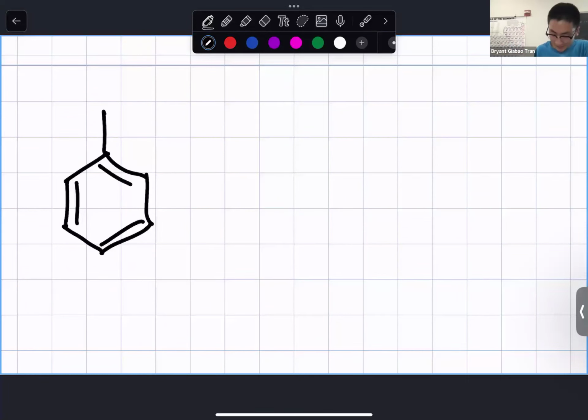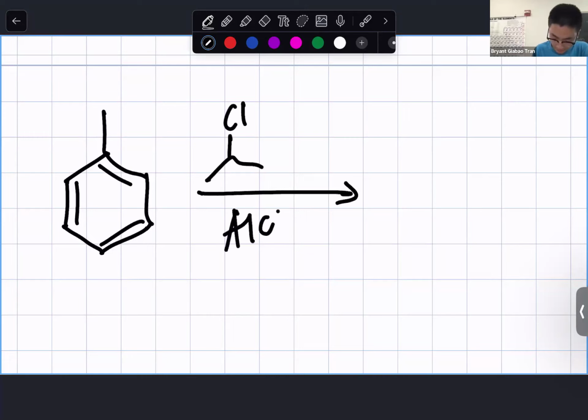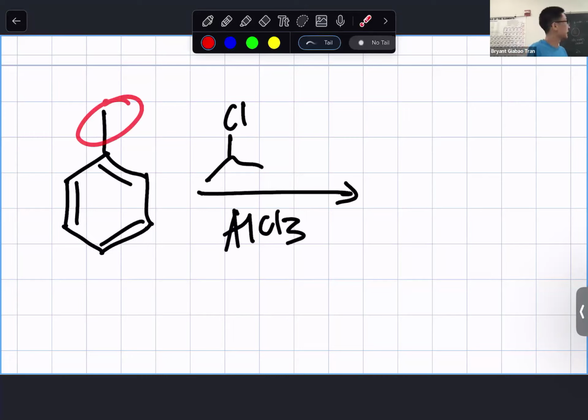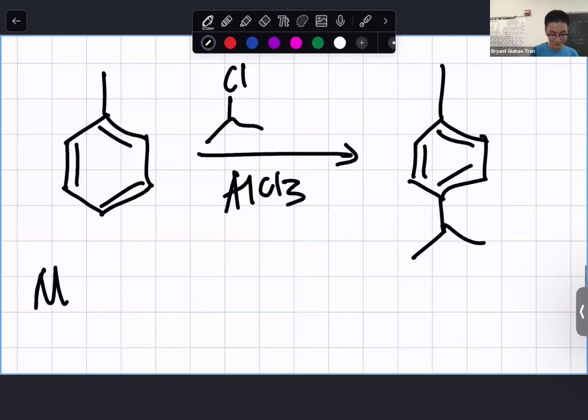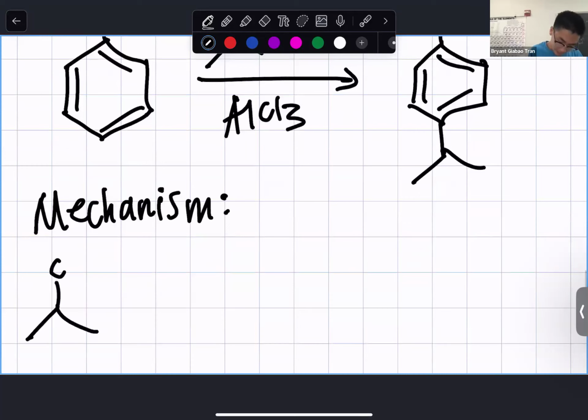Right. And he wanted you to draw the monosubstitution, like mono addition from this reagent and AlCl3. Right. We know this R group is an EDG. So it is ortho-para directing, where the major product is going to be at the para position here. Right. So did you guys get that as the product? Nice, nice. So I'm just going to speed run this mechanism and then see if you guys get that. Say Cl, AlCl3, check that.